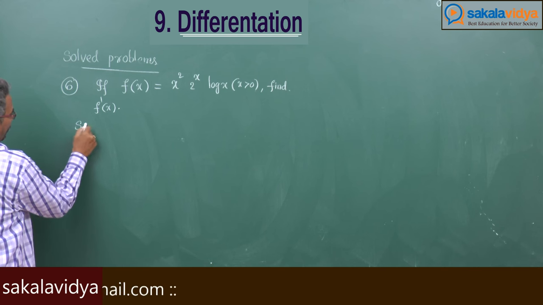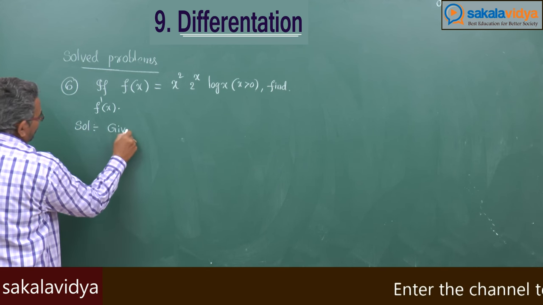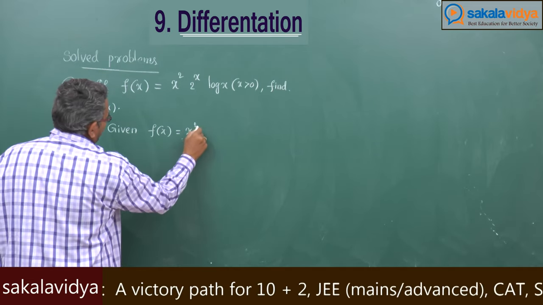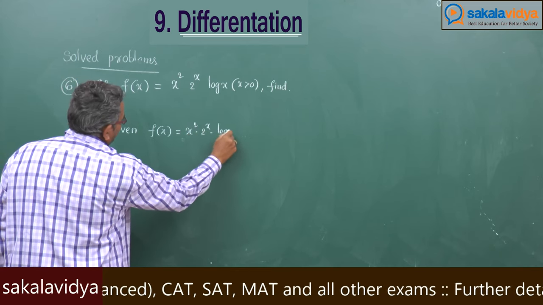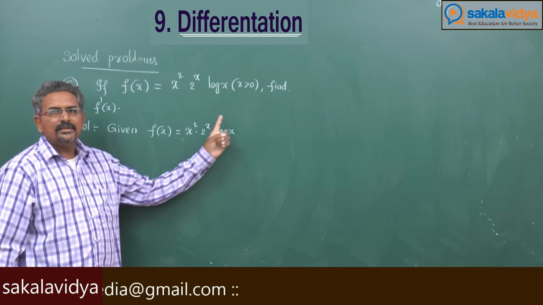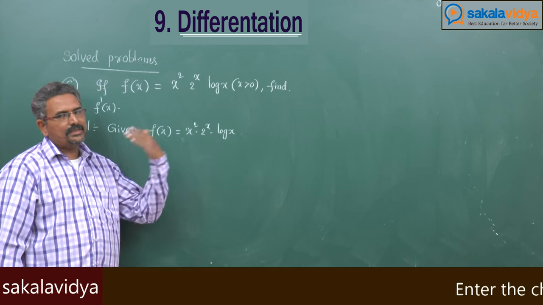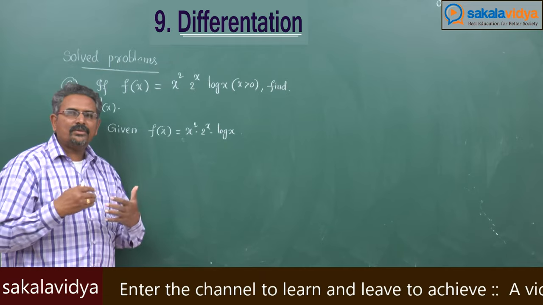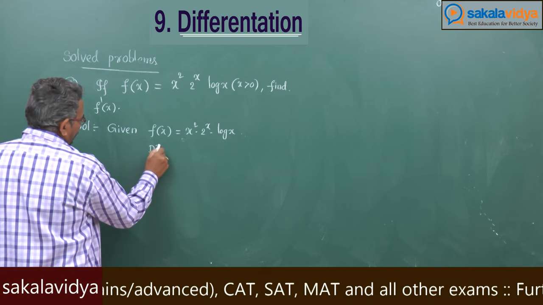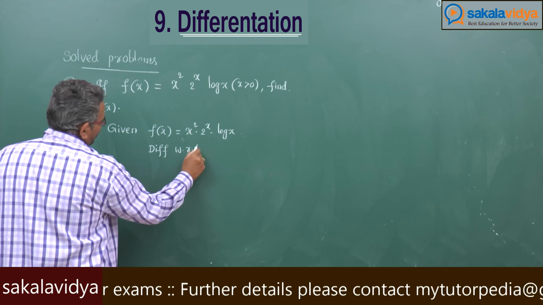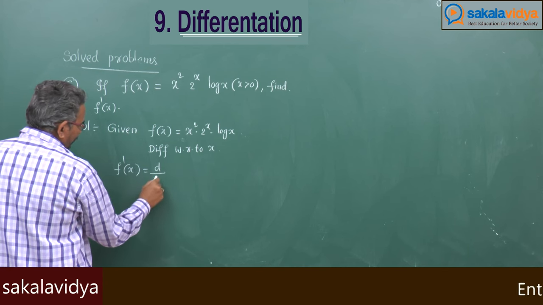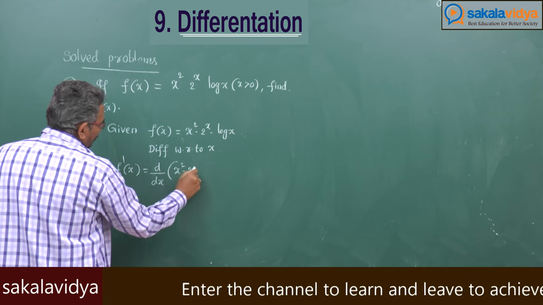See, given f of x is equal to x square into 2 power x into log x, product of three functions. Product of three functions means, let us say this is u, this is v, this is w. Already in the previous episodes we have discussed how to find out the derivatives of the product of three or more functions. So that means, again differentiate with respect to x on both sides. F dash x is equal to d by dx of x square into 2 power x into log x.